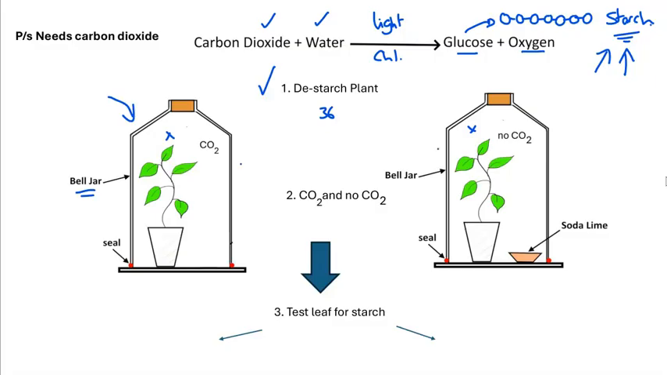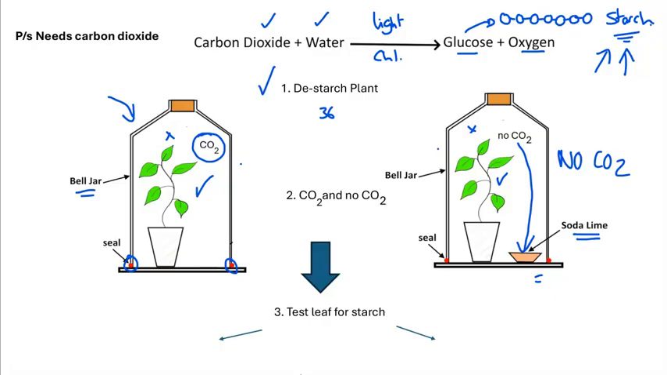The bell jars in the image are different. In this bell jar, the air inside the bell jar contains carbon dioxide. The bell jar is sealed with Vaseline at the base. In the right-hand jar, we have the same kind of plant. Everything is the same, except we have present what is called soda lime. And soda lime will take any carbon dioxide out of the atmosphere of the bell jar so that there is no carbon dioxide in the air of this jar.